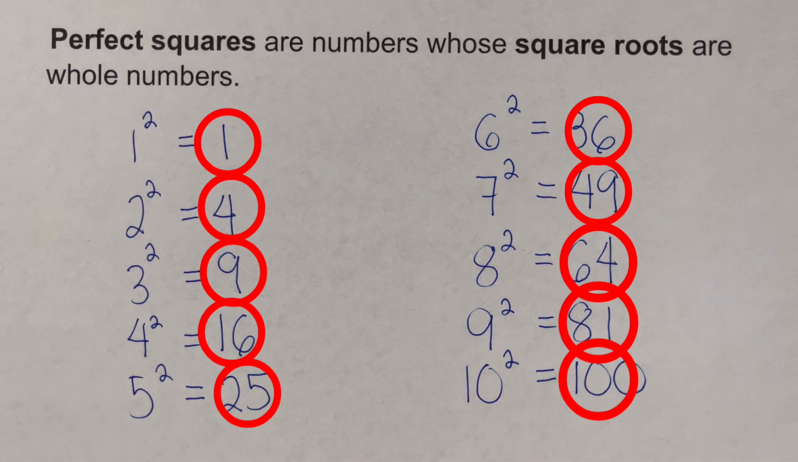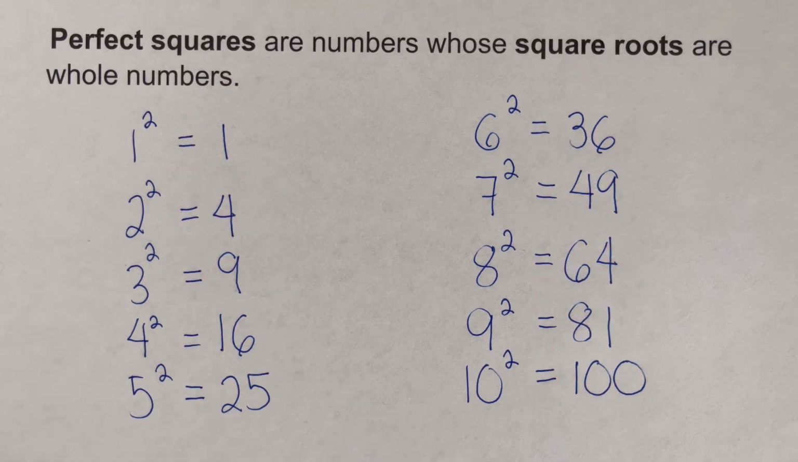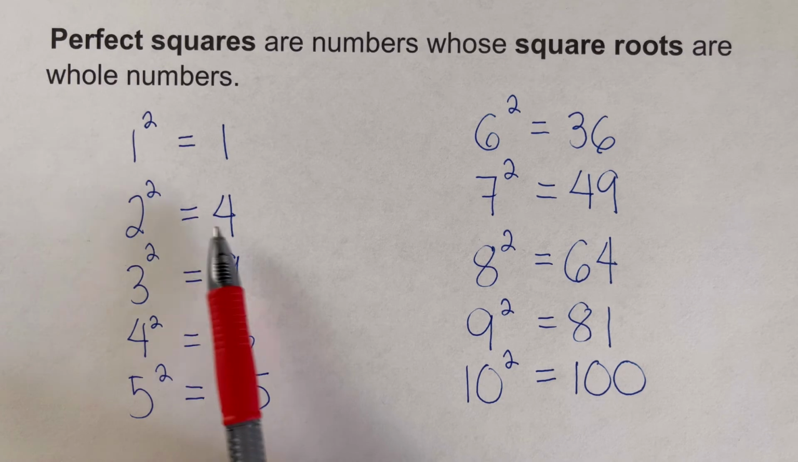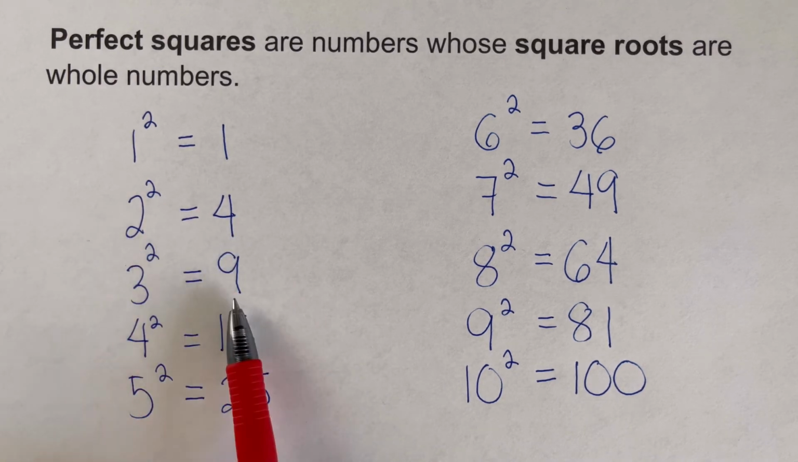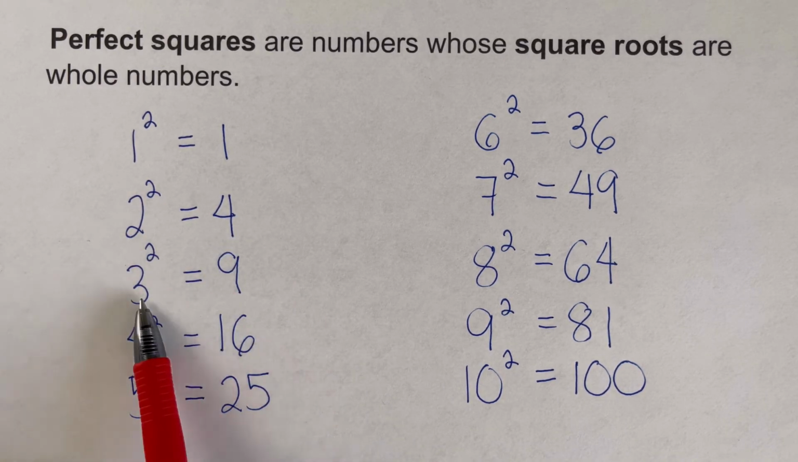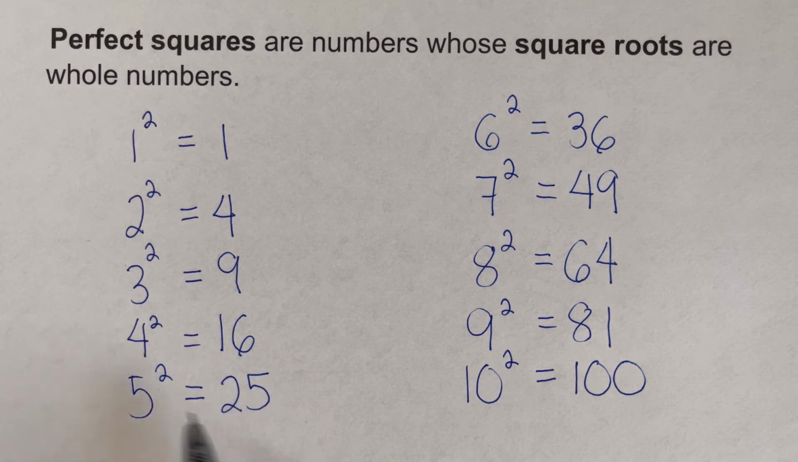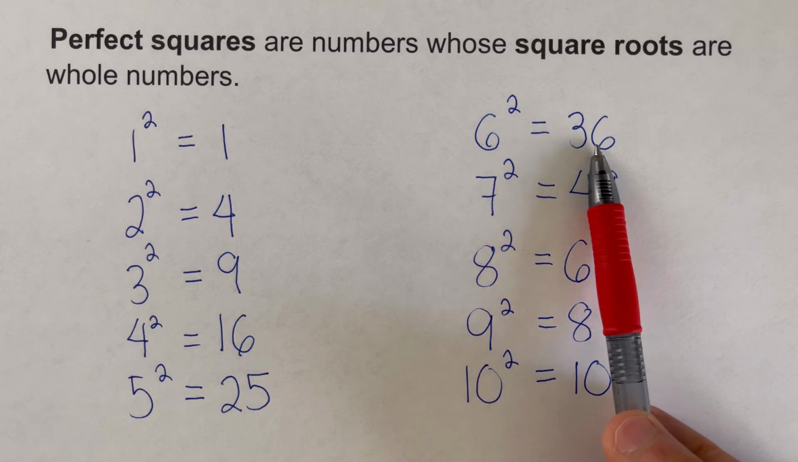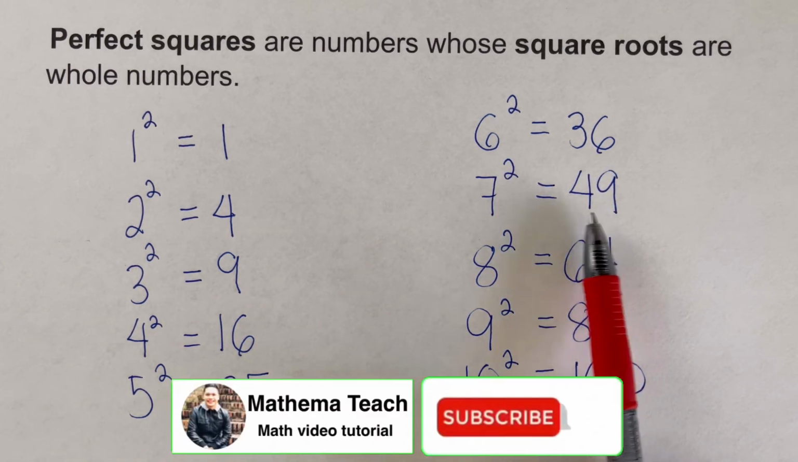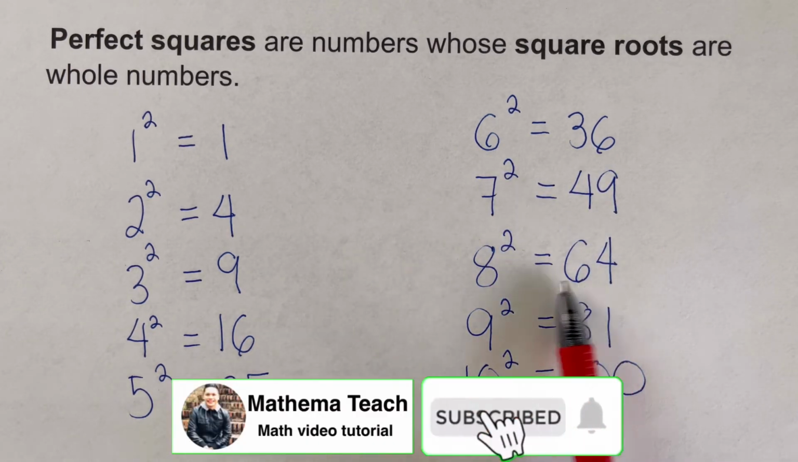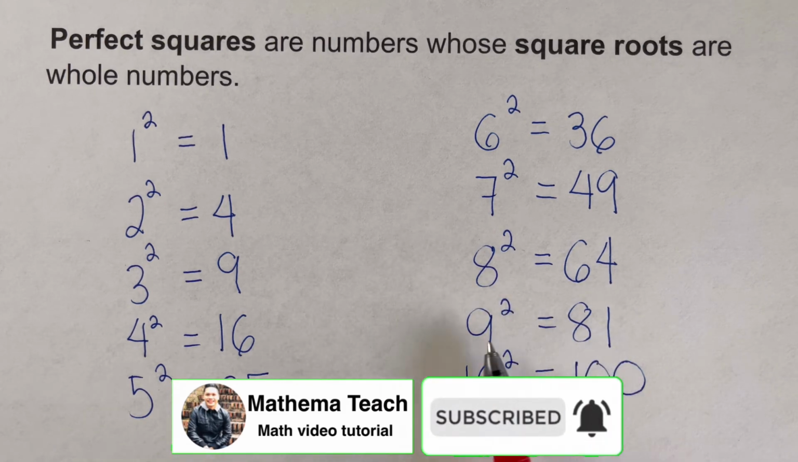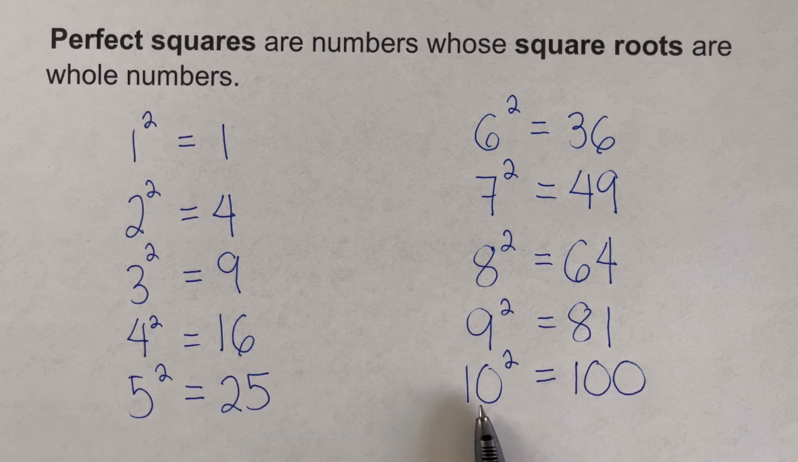Again, we remember that these are perfect squares because if we get the square roots of these numbers, we get whole numbers. The square root of 1 is 1. Square root of 4 is 2. Square root of 9 is 3. Square root of 16 is 4. Square root of 25 is 5. Square root of 36 is 6. Square root of 49 is 7. Square root of 64 is 8. Square root of 81 is 9. Square root of 100 is 10.